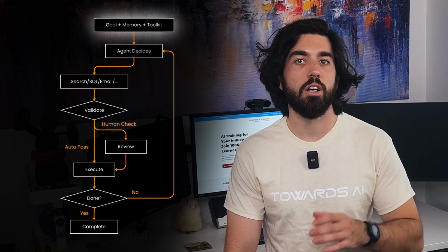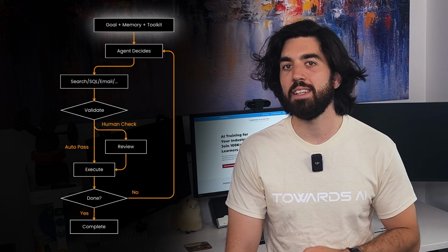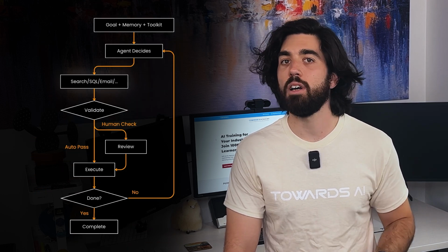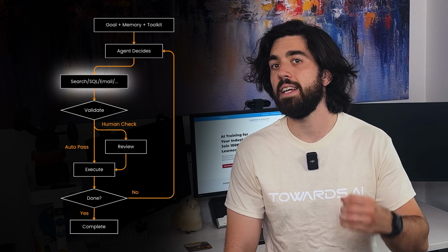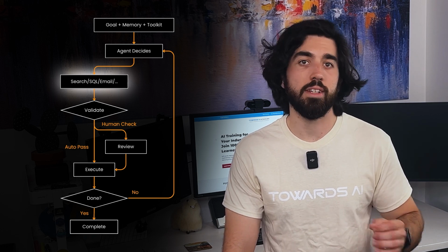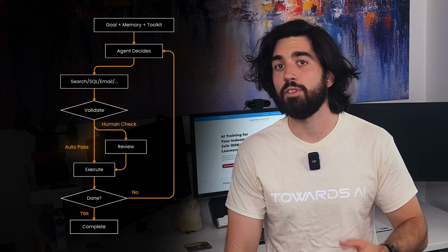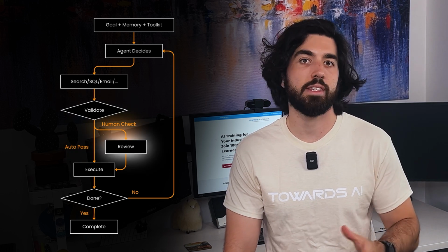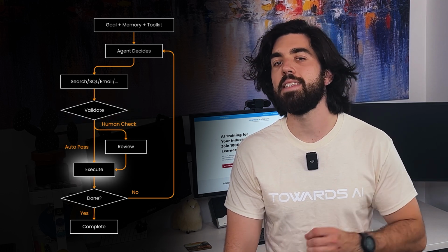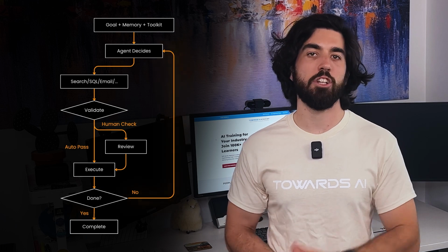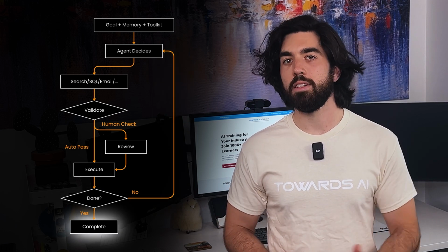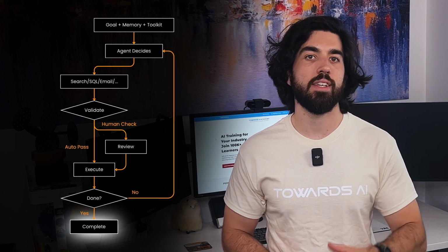Give it a goal, a memory, and the keys to your toolkit, and let it decide whether to call a search API, fire off an SQL query, or draft an email on your behalf. Validate its plan with automated checks first and human review for the scary steps, and then hit execute and watch it loop until the job is done. That looping autonomy is why 2025 feels different.